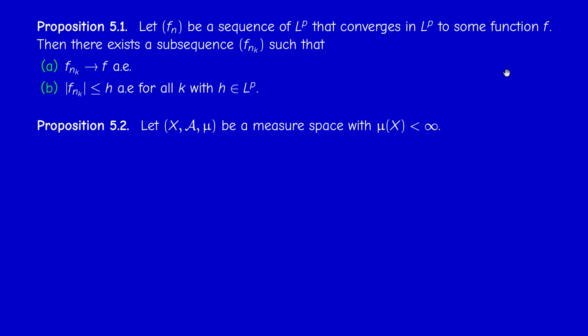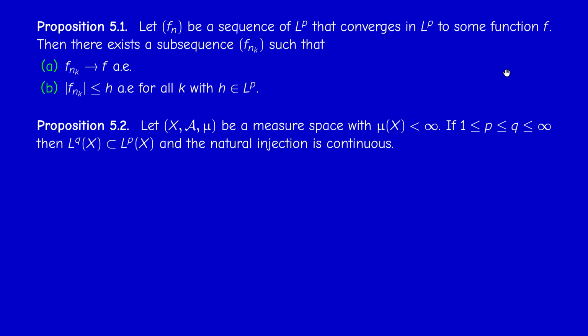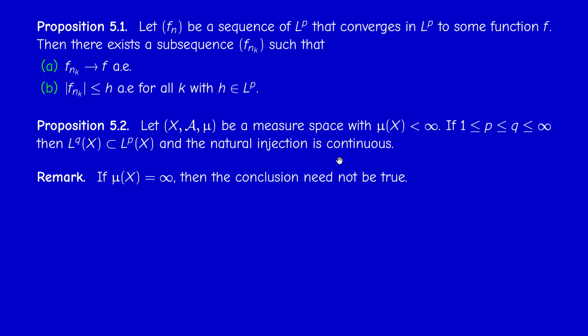Second result: if (X, A, mu) is a finite measure space, then the sequence L^p is decreasing. So we have L^infinity contained in L^q, contained in L^p, contained in L^1. But this does not hold if mu(X) is equal to plus infinity. However, if you consider the small l^p spaces of sequences, this collection will actually be increasing instead of decreasing. So pay attention to this difference.